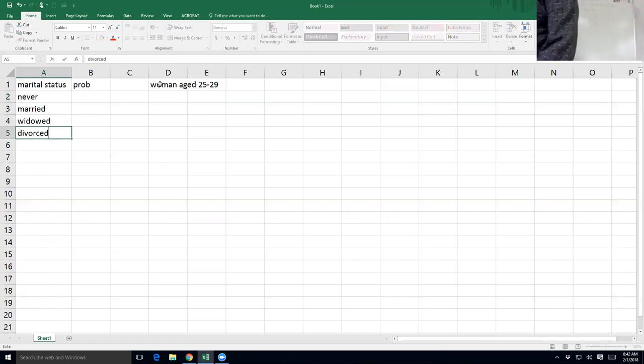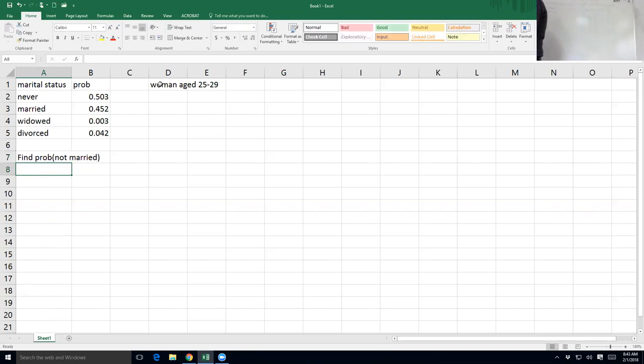Okay. So I've got 0.503, 0.452, 0.003, 0.042. And what if I said define the probability that the person is not married? Not currently married. How would you find that out? Not currently married. Ooh, that would be a bad idea. He said sum it and divide it by the 4.452. No, I don't want any division.